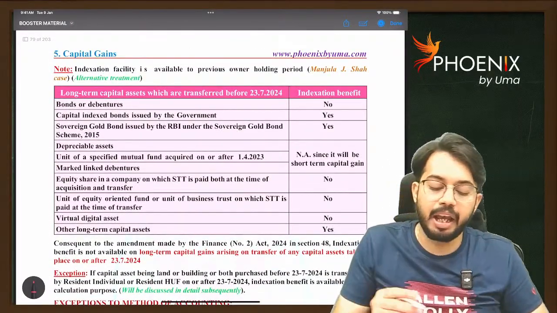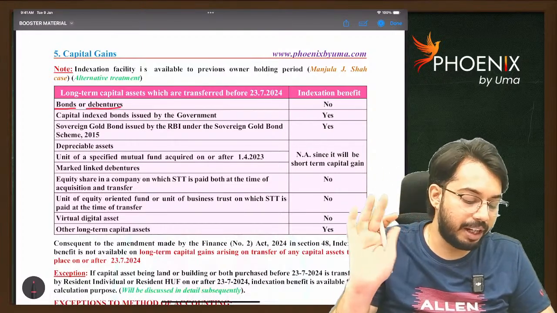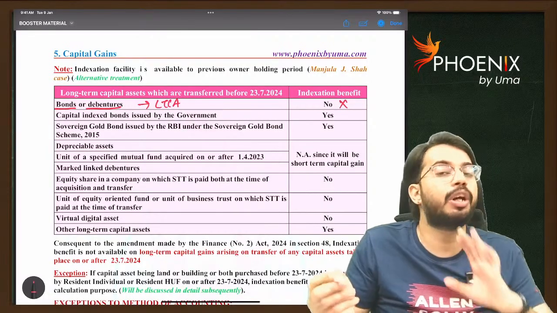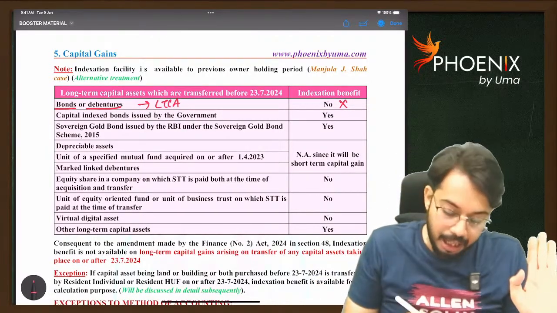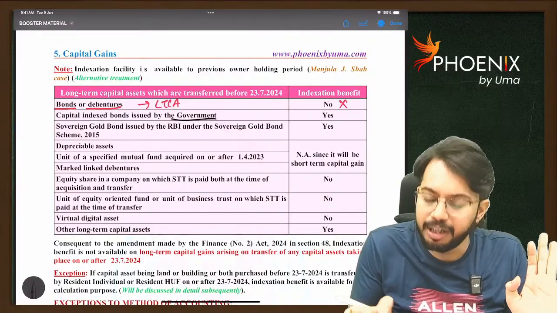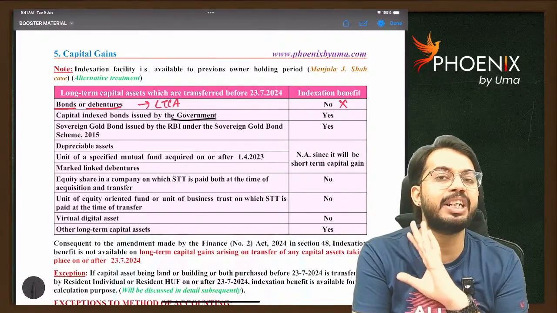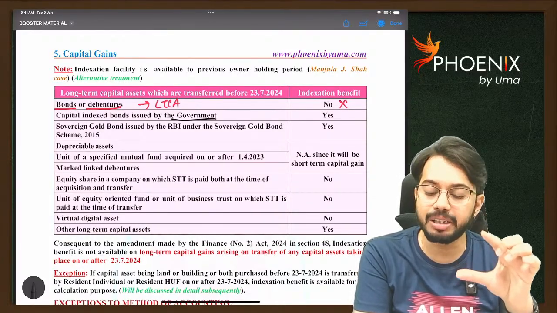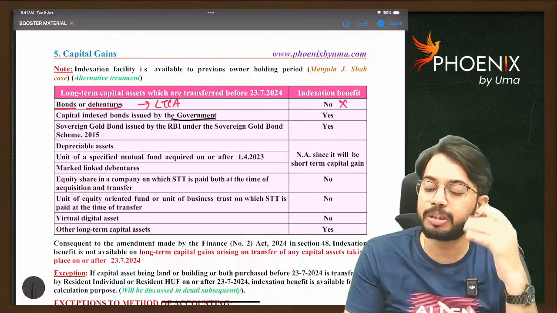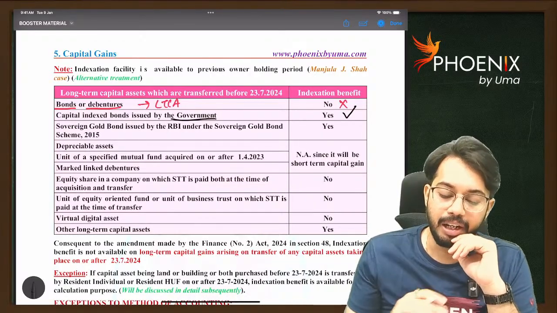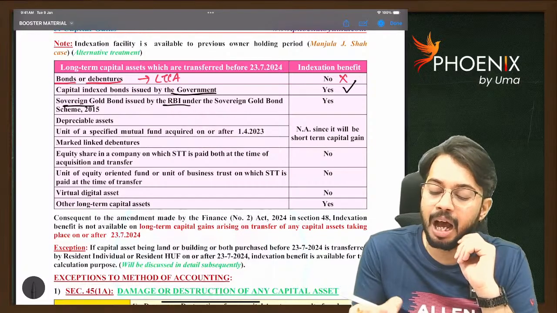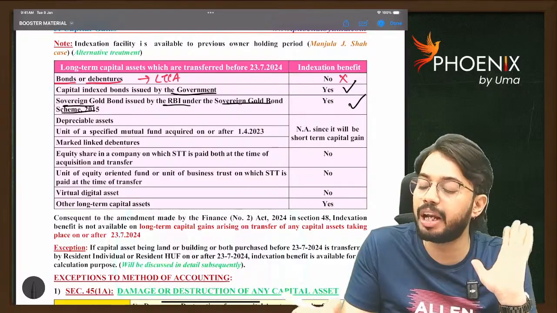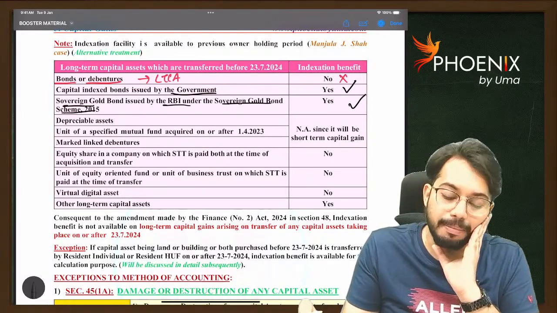Now, see, in case of bonds or debentures, indexation benefit is not available. Even though bonds and debentures are long-term capital asset, you cannot claim indexation benefit. Next, capital indexed bonds by government. So generally, on bonds, indexation benefit is not available even though they are long-term capital asset. But in case bonds are issued by government, then on those bonds indexation benefit is available. Next, sovereign gold bonds issued by RBI or sovereign gold bonds issued under gold bond scheme. In case of sovereign gold bonds, you can claim indexation benefit only if they are long-term capital asset.